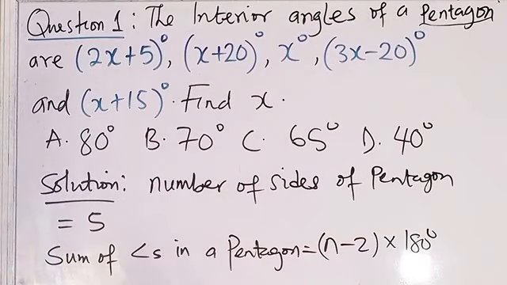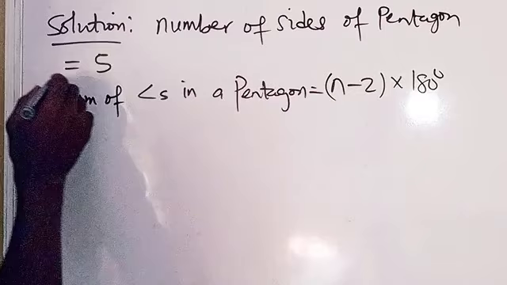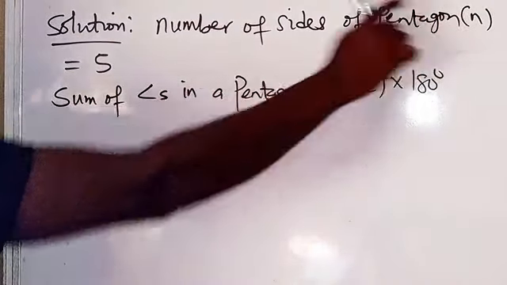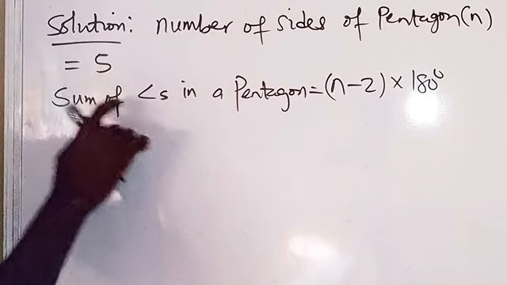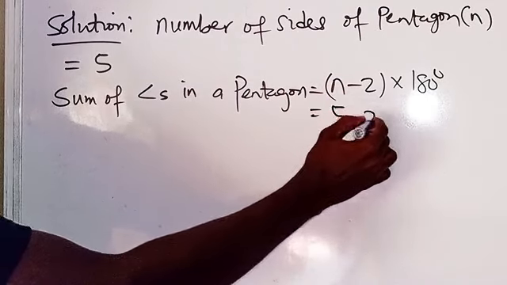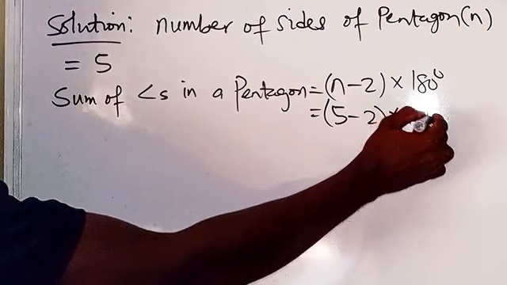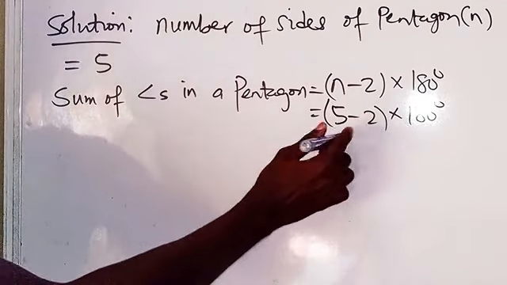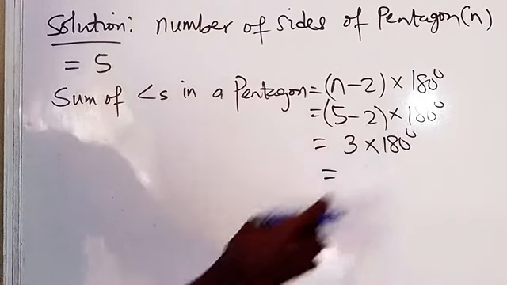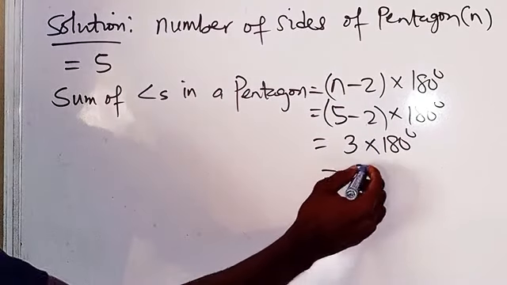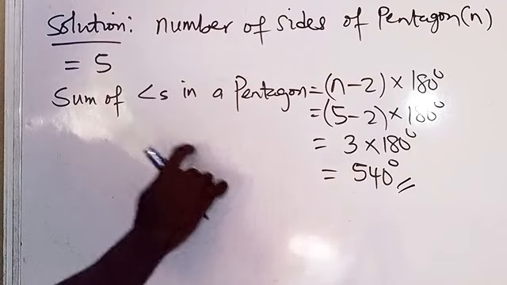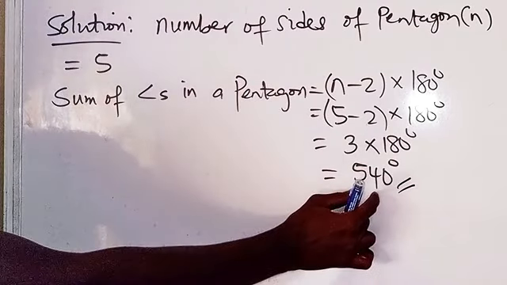That's the formula. So now we have our n, let's represent the number of sides of the pentagon as n. We have 5 minus 2, then multiplied by 180 degrees. So 5 minus 2 will give us 3 times 180 degrees, that's going to give us 540 degrees. We have the sum of angles in a pentagon to be 540 degrees.